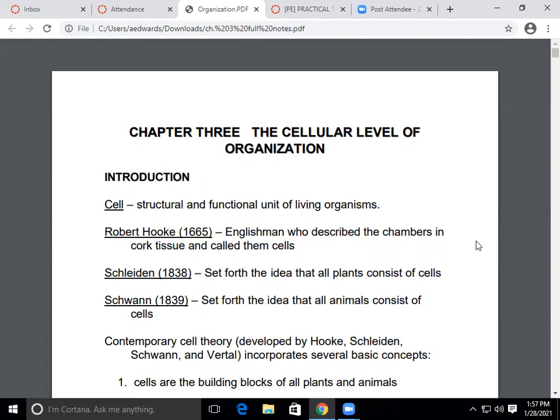In 1838, Schleiden proposed the idea that all plants consist of cells. You might say, well, that's pretty basic, but in 1838, people didn't know that. In 1839, Schwann put forth the idea that all animals consist of cells. So Schwann said, okay, Schleiden, I'll do you one better. Plants are cells, animals are cells too. So know those three, know what they did.